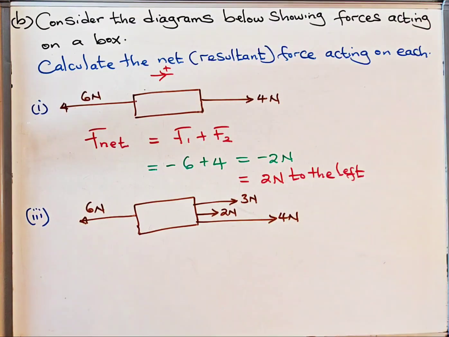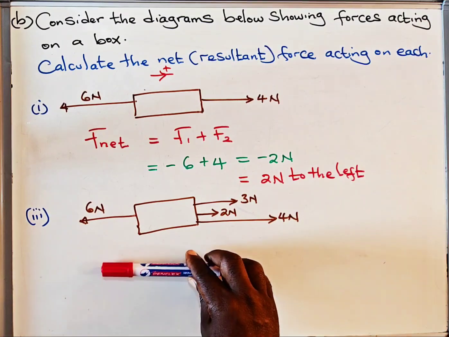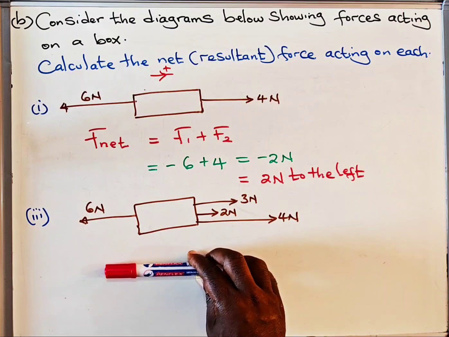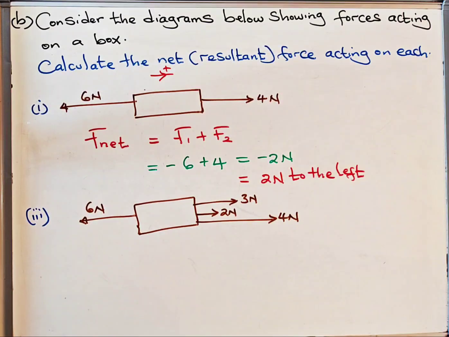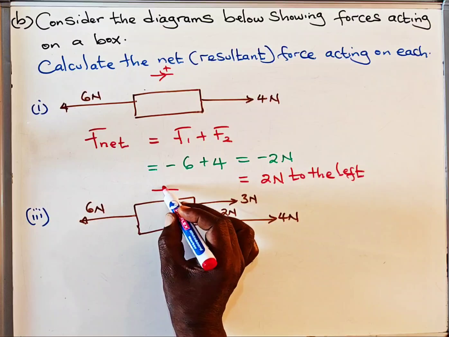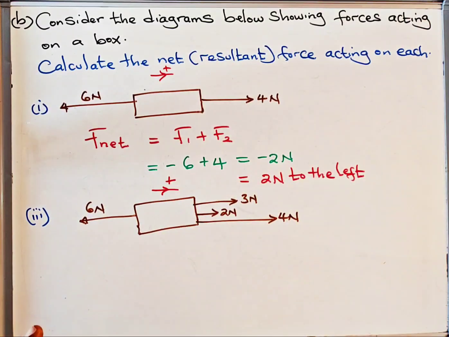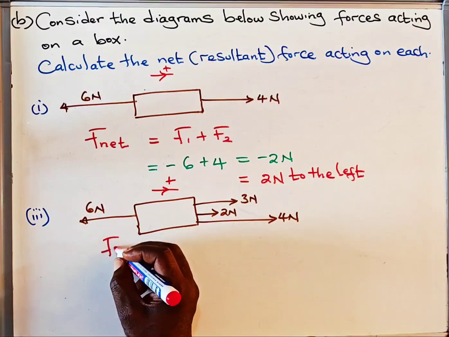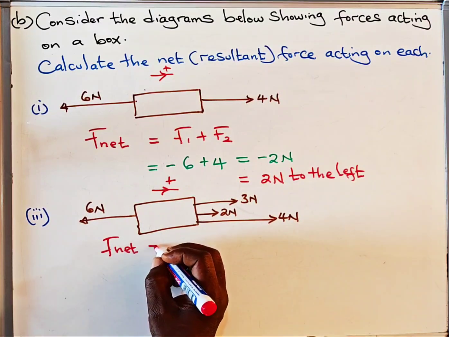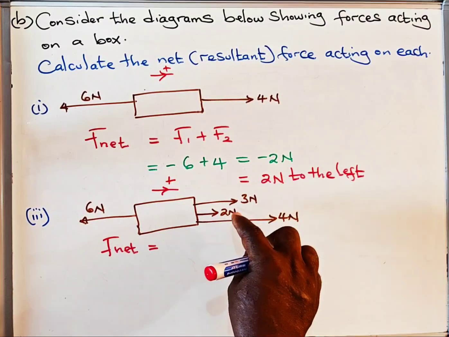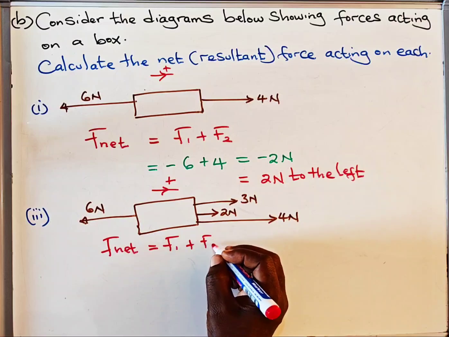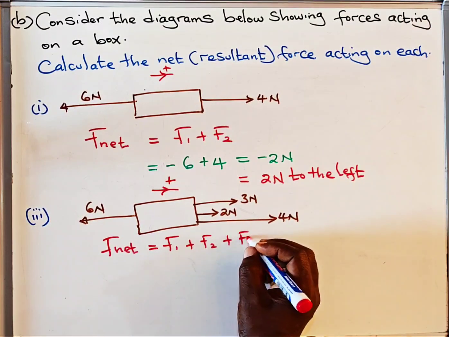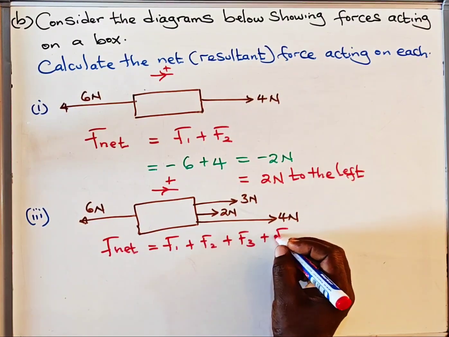We'll come to this one. We are calculating the net force or resultant force on this object. And like we said, suppose we take this side positive. Then the formula says F net is equal to, 1, 2, 3, 4, so it's going to be equal to F1 plus F2 plus F3 plus F4.